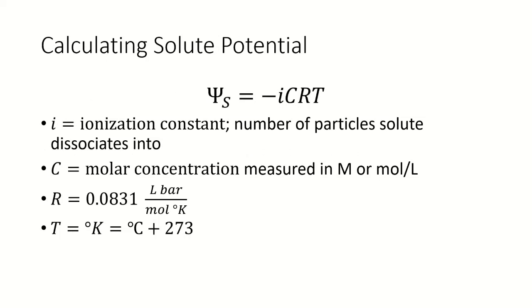We calculate it using this formula, which is also on your formula chart. Your formula chart also has the meanings of each of these terms. So R is a constant. It will always be this number. T is your temperature in Kelvin. They'll tend to give you a temperature in Celsius, so you're going to have to change it over to Kelvin, but you just do that by adding 273. C is your molar concentration. They usually either give that to you or it's what you're solving for.